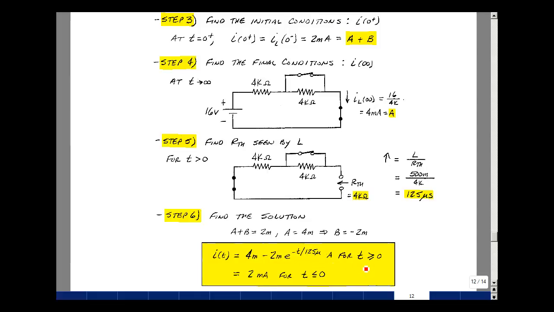And this is valid for t greater than 0, but also equal to 0, because this is also the current in the inductor. We found that when t was less than 0, the current was 2 milliamps. We just check when t is equal to 0, we're going to get 4 milli minus 2 milli times e to the 0, or just 2 milli. Current in our circuit is continuous as we pass through the switching state at t equals 0. And this is supplemental problem 5.9.